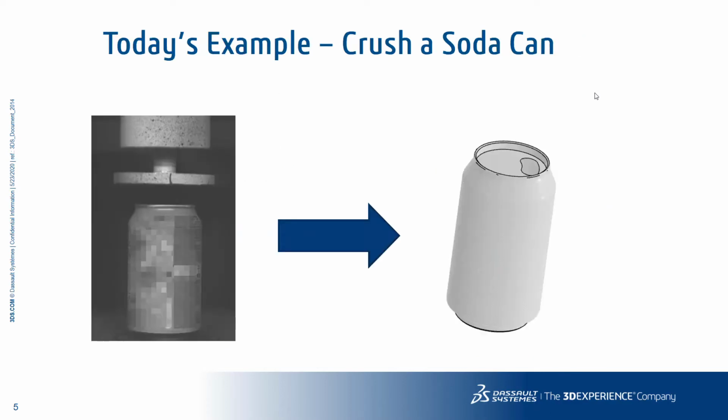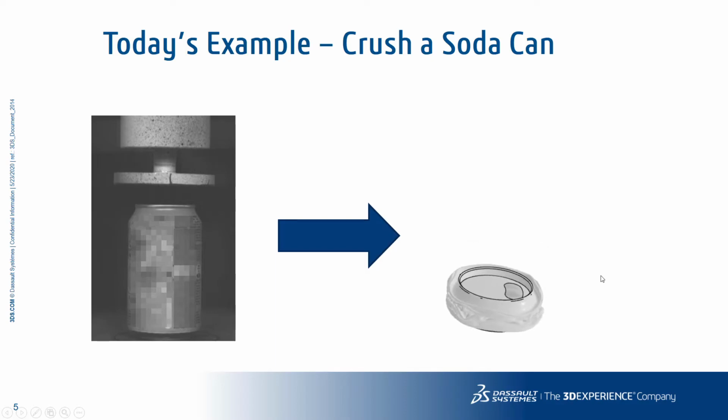So let's take a look at how to set up an explicit analysis, and we're going to do that by simulating a soda can being crushed under a hydraulic press. So the simulation will end up looking something like this. And while this is a simple example, you really don't need to simulate this in the real world.